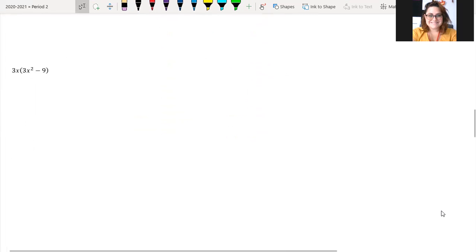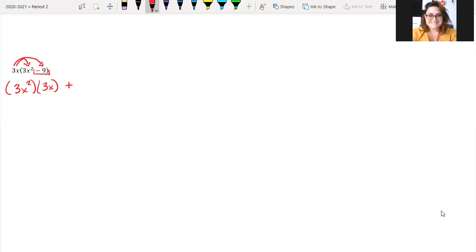Let's do another example. So again, we need to distribute that 3x to each part, meaning we would have 3x squared times 3x. And like I said, let's try and keep our negative or our minus with our numbers. So we'll put a plus here and then go negative 9 times 3x.